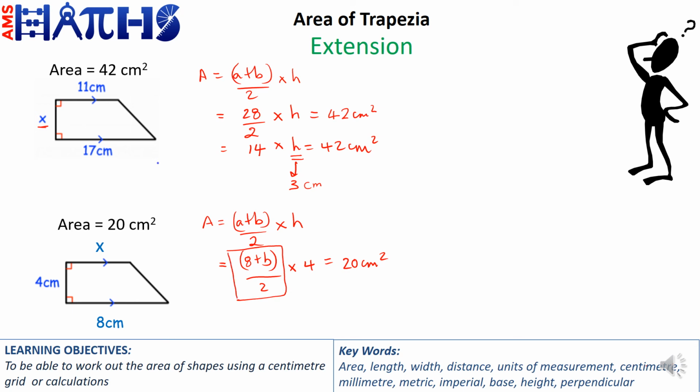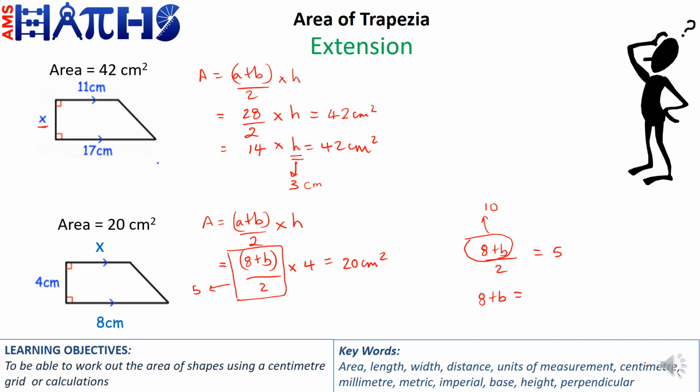Alright, now 4 times the box is going to be 20, so it means the box is 5. So it therefore tells us that 8 plus b divided by 2 is equal to 5. Now we're going to focus on 8 plus b, because when we divide 8 plus b by 2, we should get 5. So it therefore means that 8 plus b has to be 10. 10 divided by 2 is 5.